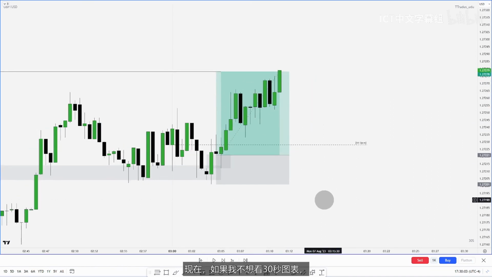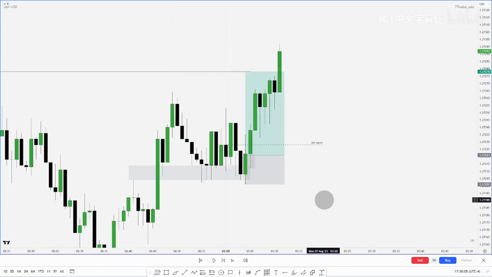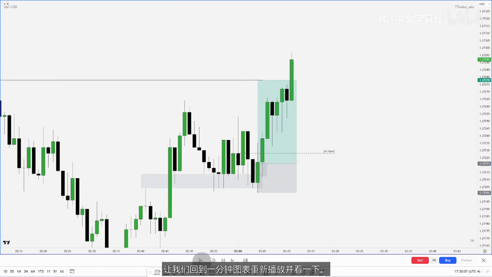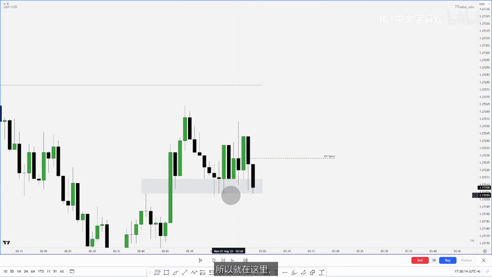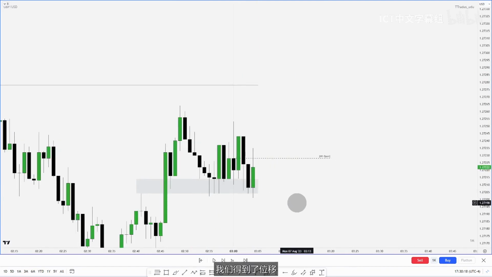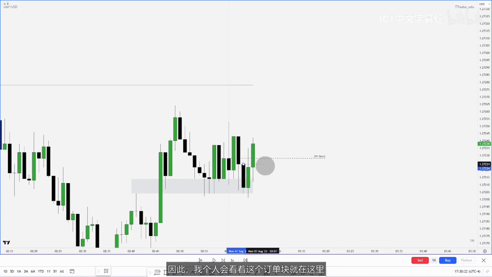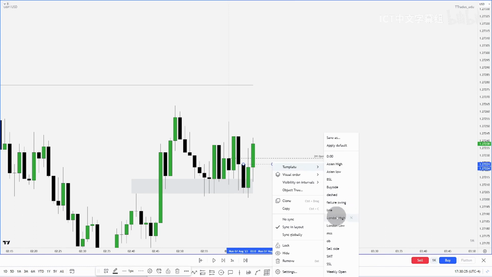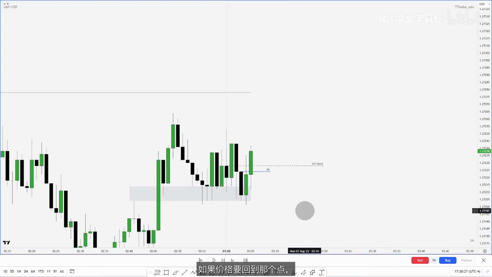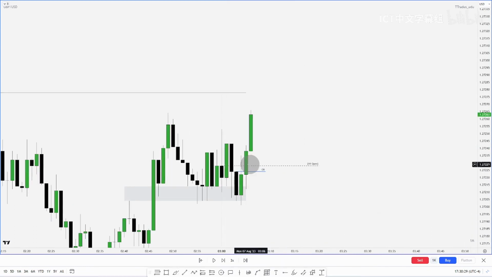Now, if I don't want to go down to the 30-second chart, how can I do that? Let's go back to the 1-minute and replay it and take a look. So right here, respecting the 5-minute fair value gap, we get displacement out right here. So I would personally be looking at this order block right here if price was going to return to that. However, price is displacing towards the target.